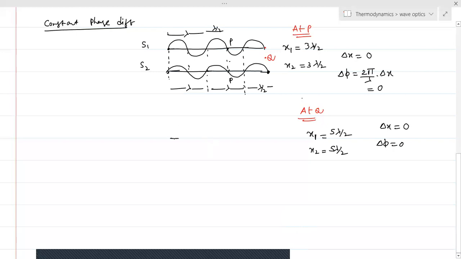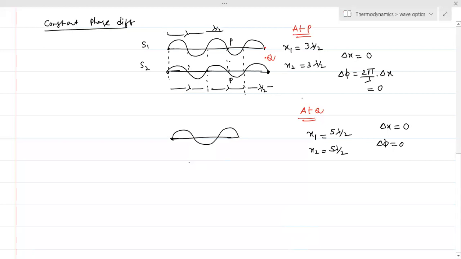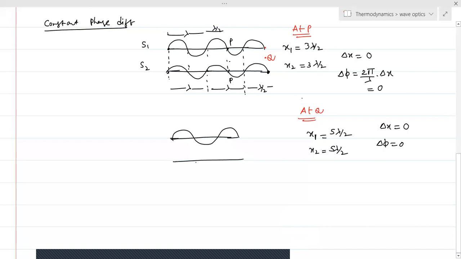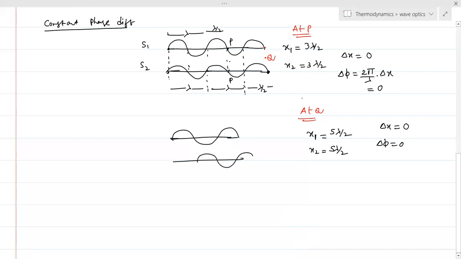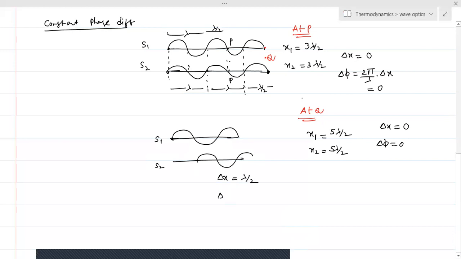So I'm taking another example rapidly. For example, if you take a wave like this, and we are taking another wave like this, another wave like this. So whenever you compare, at any place you can compare, they have a constant path difference of, let us say, lambda by 2, and a constant phase difference of 5 radians.